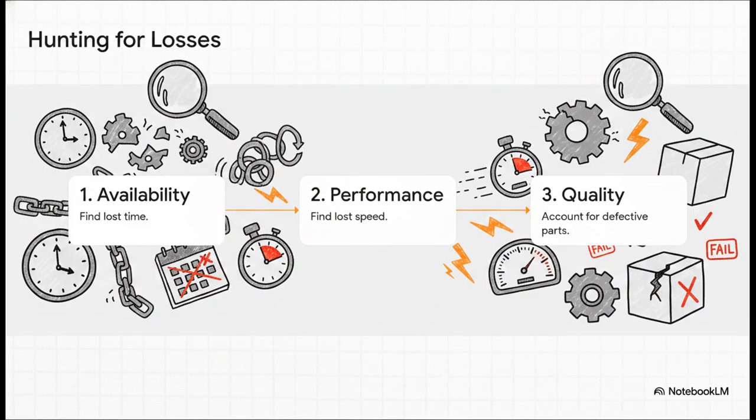So the proper way to do it is to go on a hunt for losses in three specific categories. First, we're going to look for any lost time. That gives us our availability. Then, we hunt down any lost speed. That's our performance. And finally, we have to account for any bad parts, and that, of course, is quality.